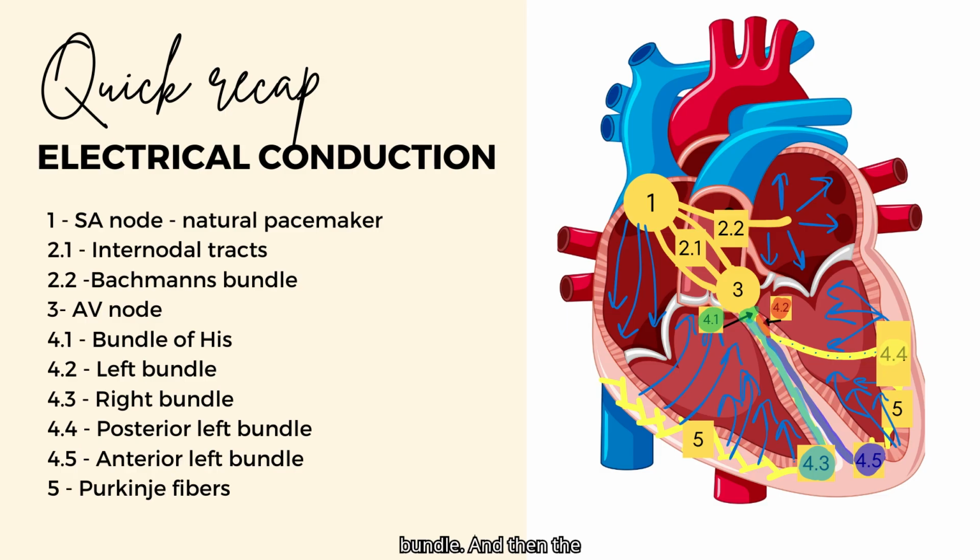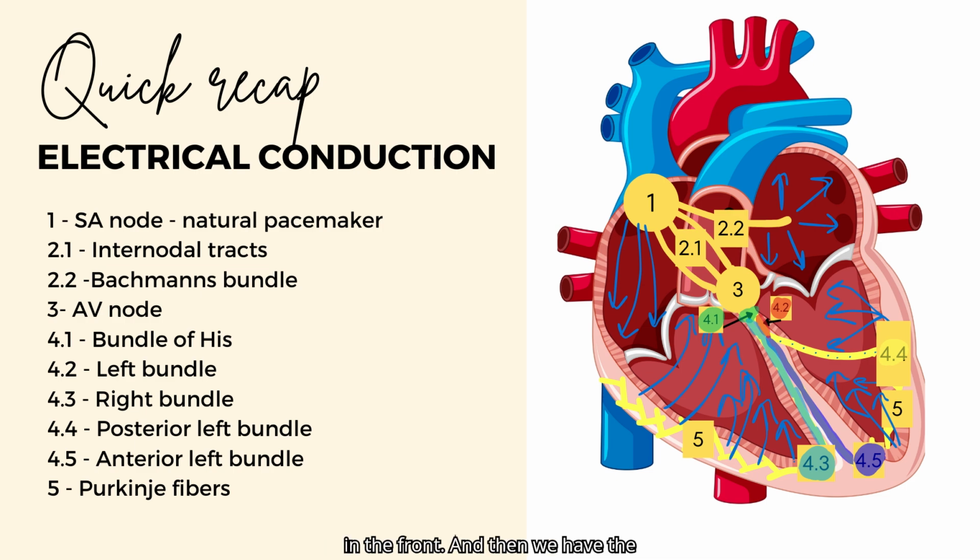And then the left bundle actually divides even further into the posterior left bundle and the anterior left bundle, because as we know, the left ventricle is much bigger and it requires much more energy compared to the right ventricle in order to pump blood, because the left ventricle has to pump this blood throughout the whole body, whereas the right ventricle only has to pump it to the lungs. So that's why there's a posterior and anterior left bundle. Posterior just means that it's at the back, and anterior just means it's in the front.